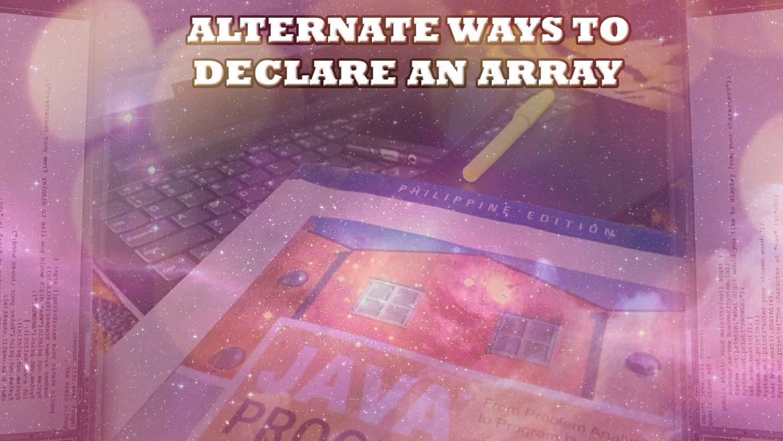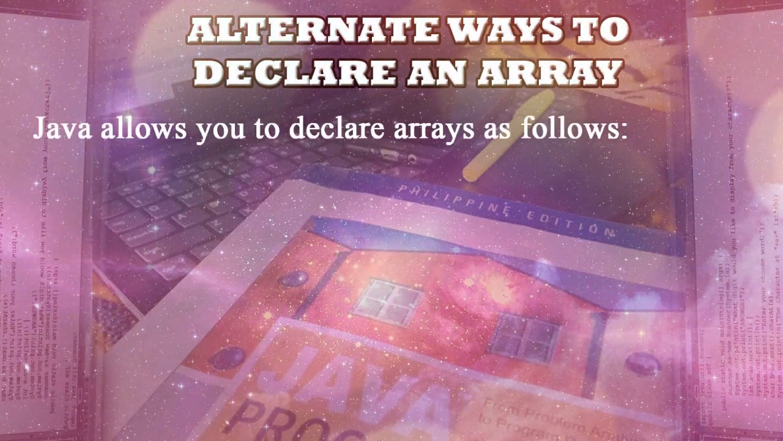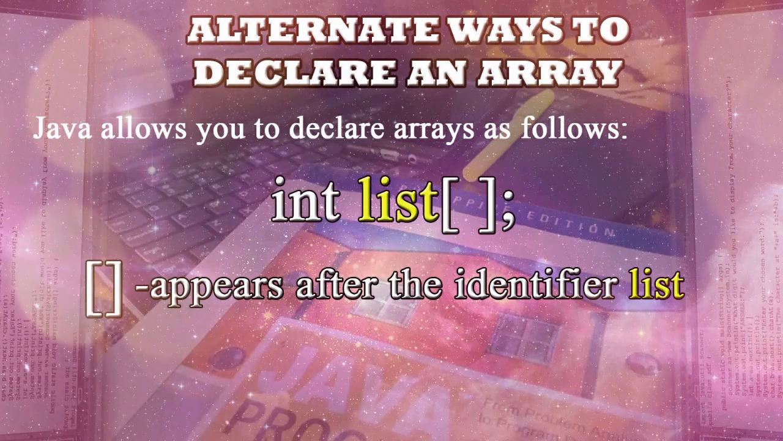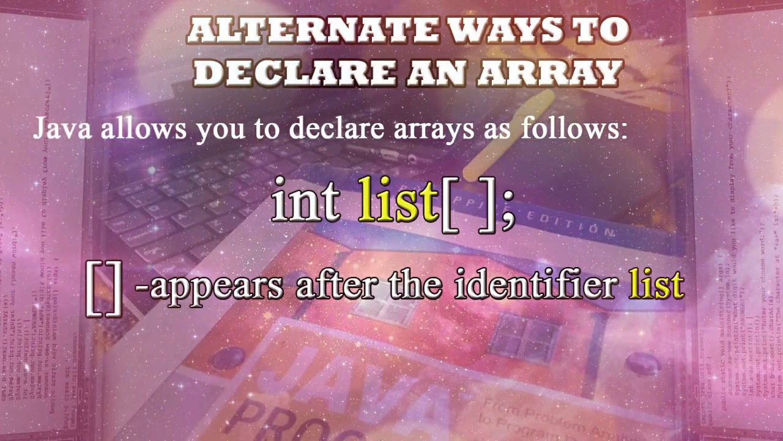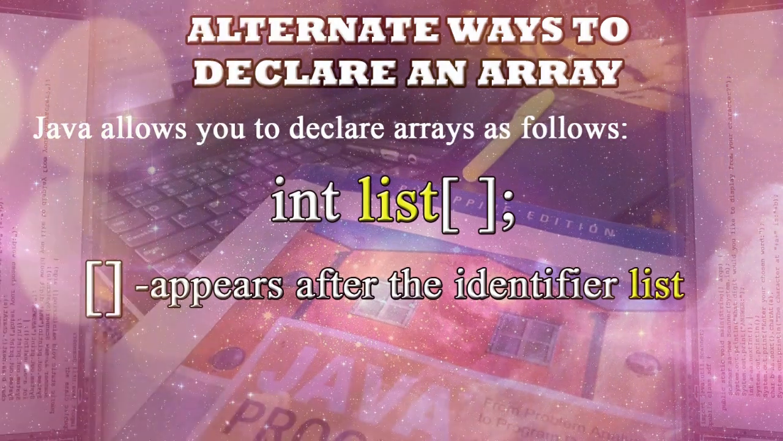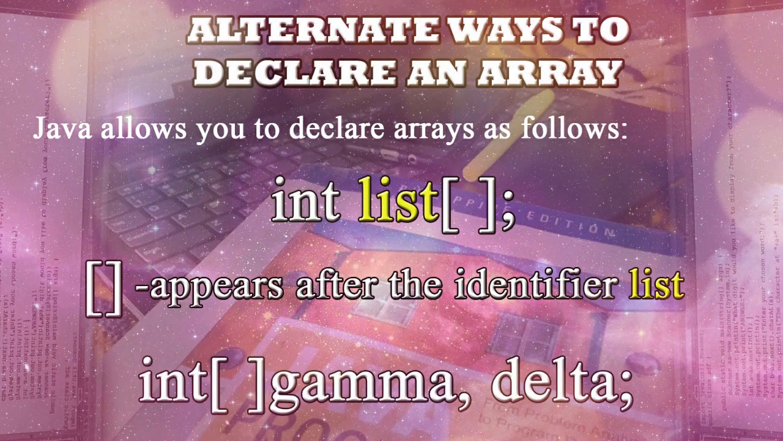There are alternate ways to declare an array. Java allows you to declare an array as follows. Here, the operator open and close brackets appears after the identifier list, not after the data type int. We can also declare two arrays. We have here arrays gamma and delta.